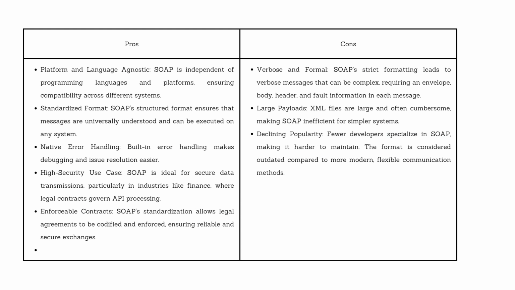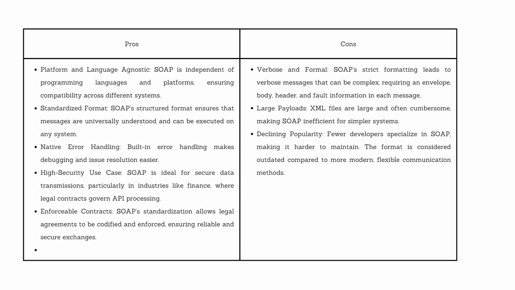Talking about pros, the major advantage of SOAP is the fact that it is completely agnostic when it comes to programming language and processing platform. The standardized format ensures that no matter what is receiving the message on the other end, the request can be executed. In addition, this type of API comes with native error handling already built in, which helps developers to be proactive and solve issues before they snowball.